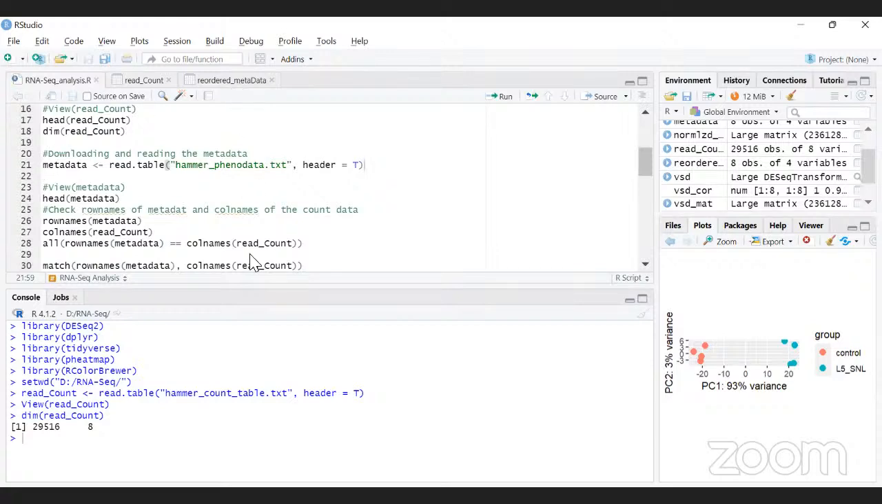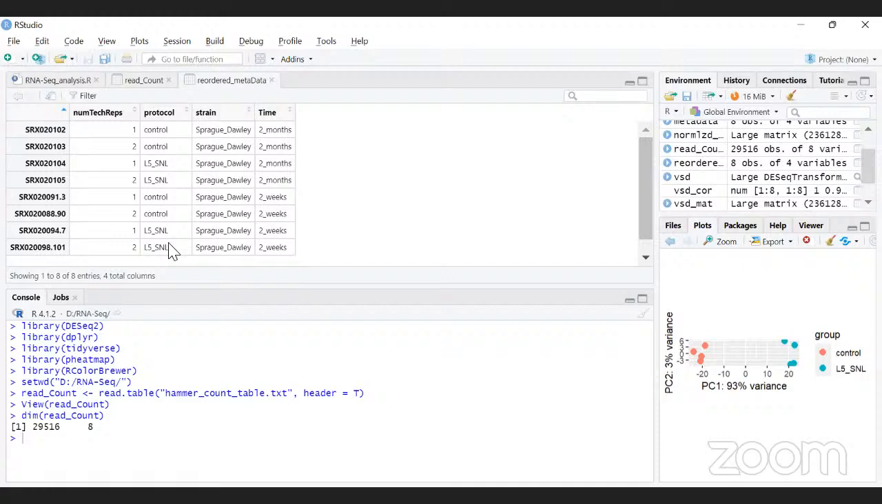Let's also look at the metadata file. In this metadata file, you can see that there are two protocols. The first protocol is the controls. There are 4 controls, and 4 of them have been grown under a different condition. I don't want to go into the details of the study because you just want to see that there are two groups over here. You have controls and then SNL, where let's assume that they have been grown in a particular different condition, and then you want to see if the cells actually group along because of this condition.